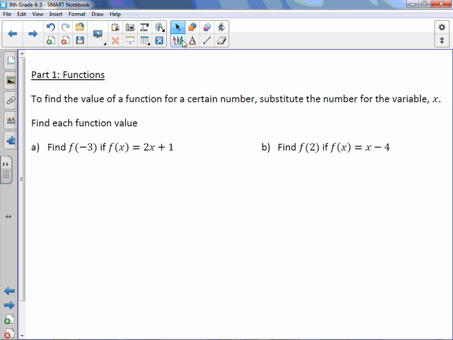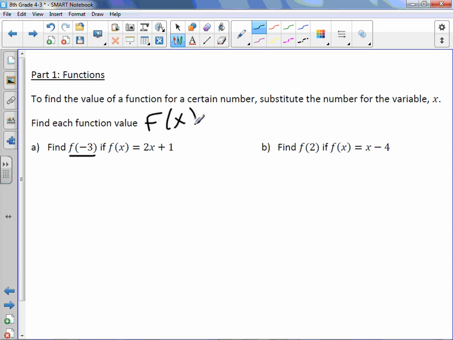Find each function value. So here we have this symbol. That italicized f really stands for function. So this really means the function of x. So really, what is x doing? When it wants us to find the function of -3, what we are doing is plugging in -3 for x in this equation.